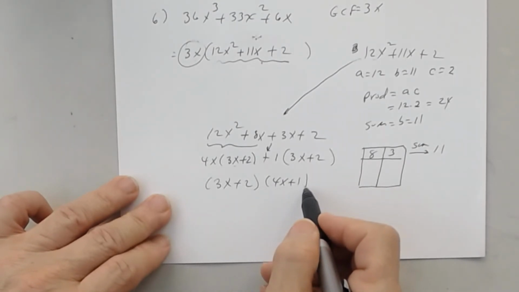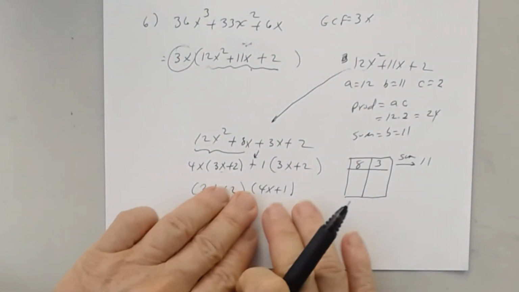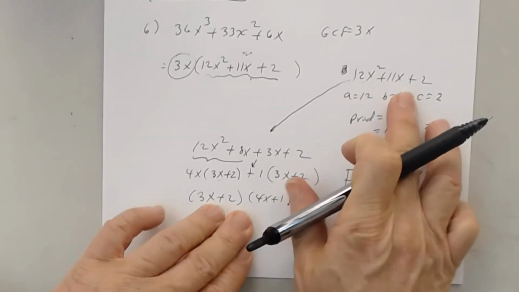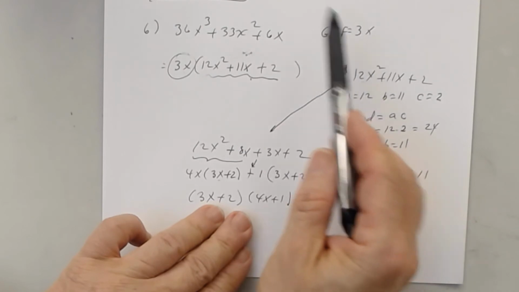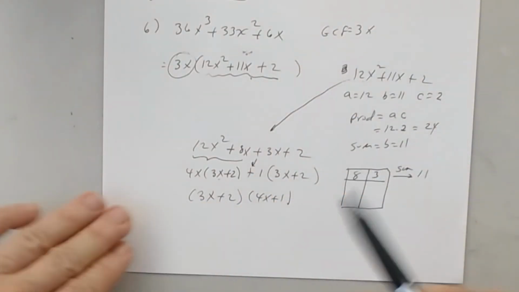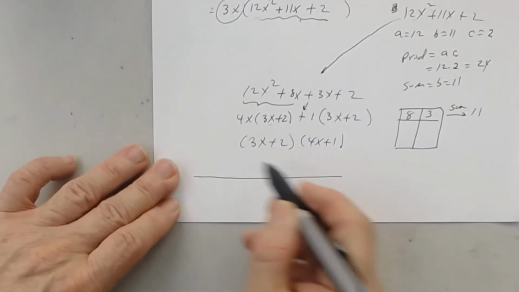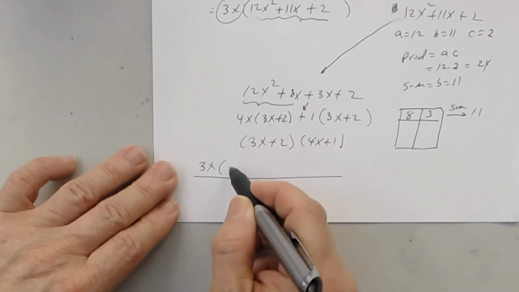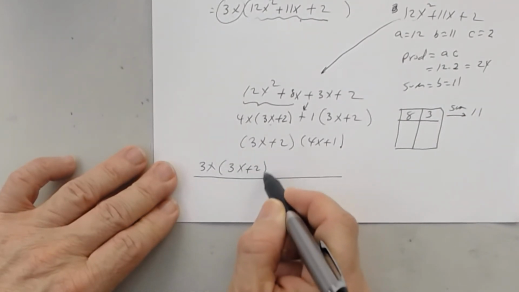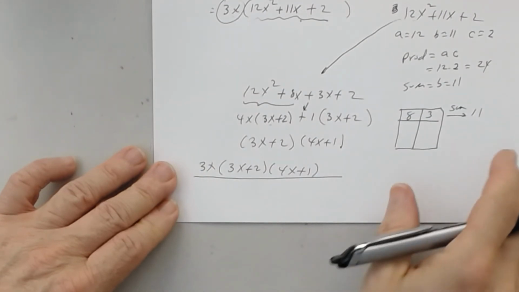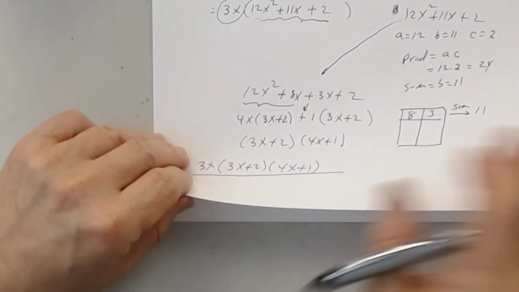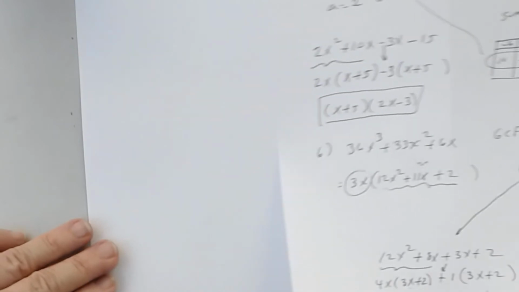But that's not my answer, because remember, that is a factorization for this trinomial, but that was not my original. The original, remember, you had to factor out a 3x. So what's the answer? 3x times 3x plus 2 times 4x plus 1. All right, let's do one more. So this is going to be number 7. Number 7. One more.